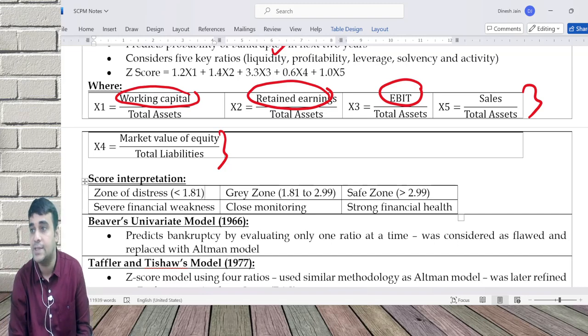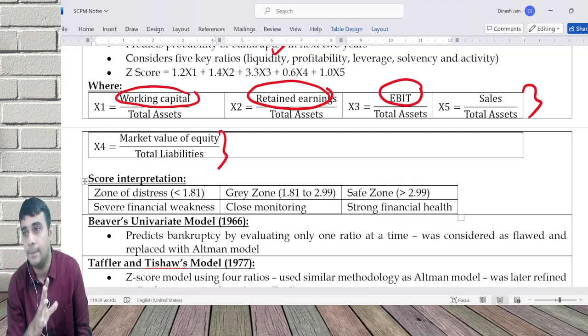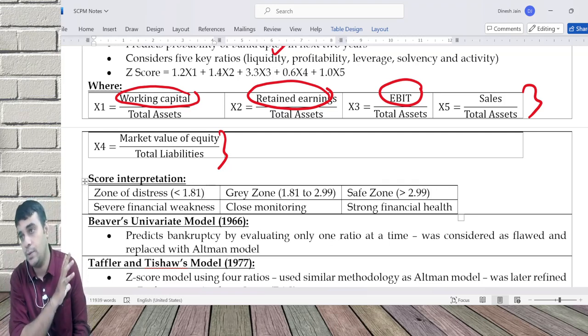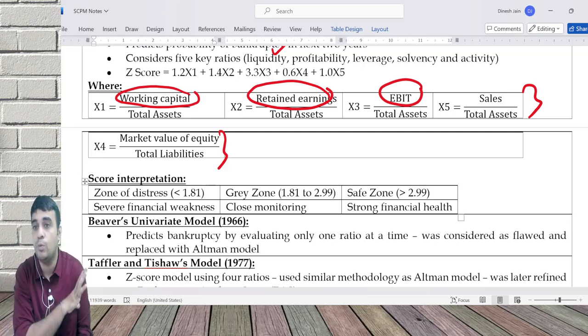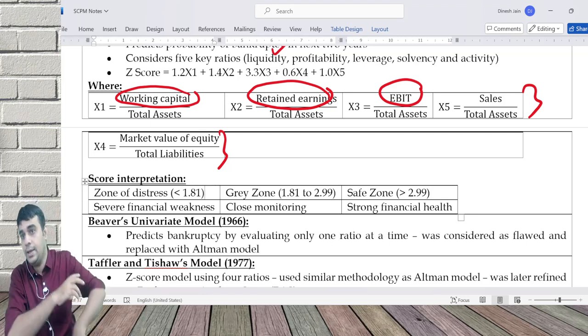You may fall into a distress situation or a safety situation, which means I need some monitoring. And the third one is a safe zone, which is greater than 2.99. Zomato had a score of greater than 2.99 when I did the calculation yesterday.